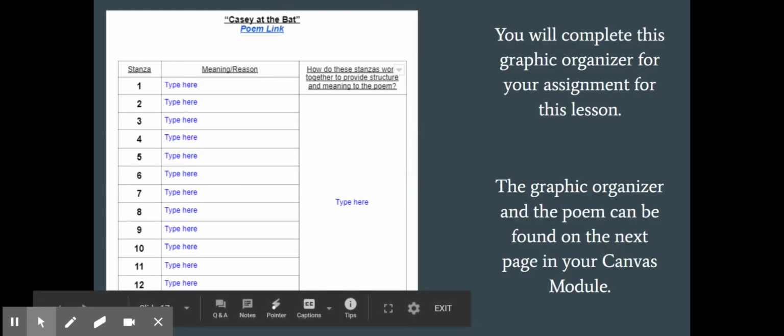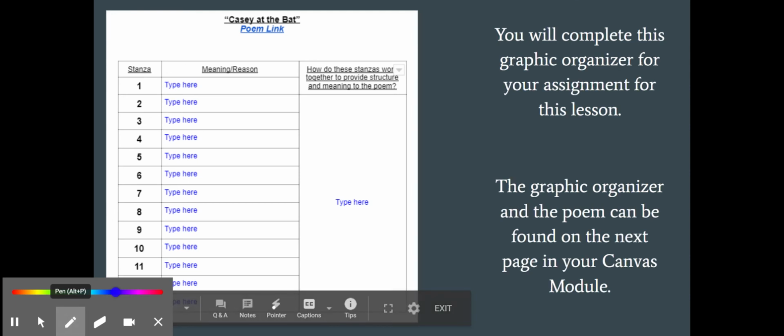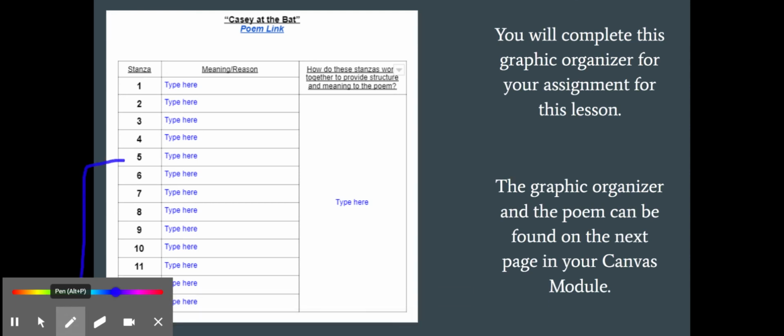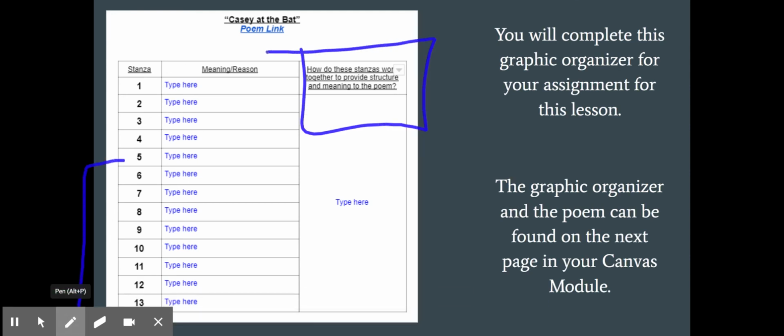All right, so you're going to go ahead and complete the rest of this graphic organizer for your assignment. So we've already done 1 through 4, so you'll be doing 5 through 13, and then you'll be thinking about how do all of the stanzas as a whole contribute to the meaning of the poem. This can be found on the next page in your Canvas module, so go ahead and head there when you're ready.